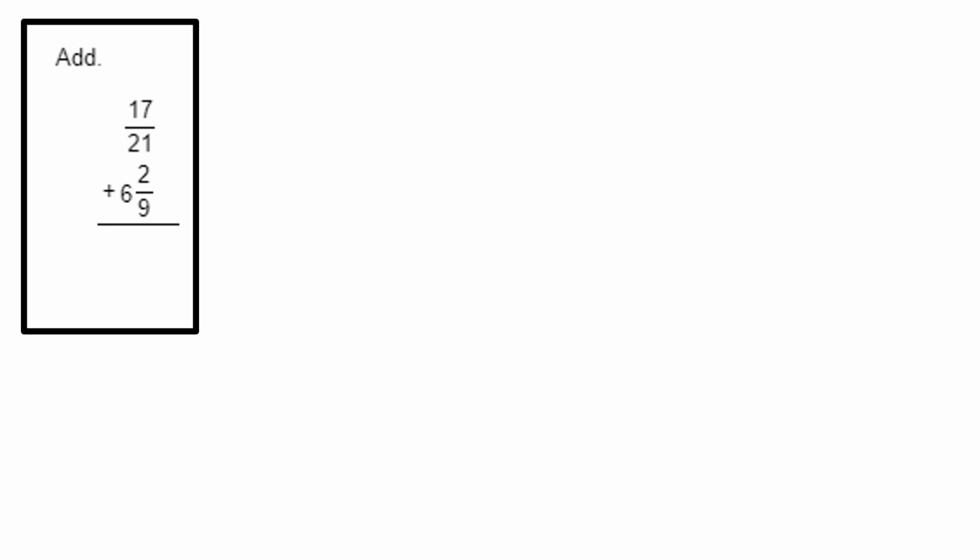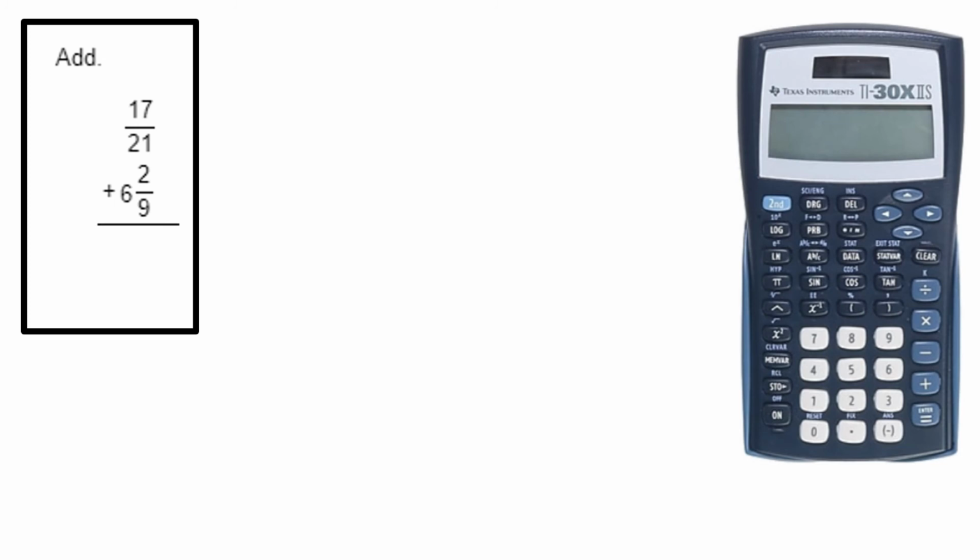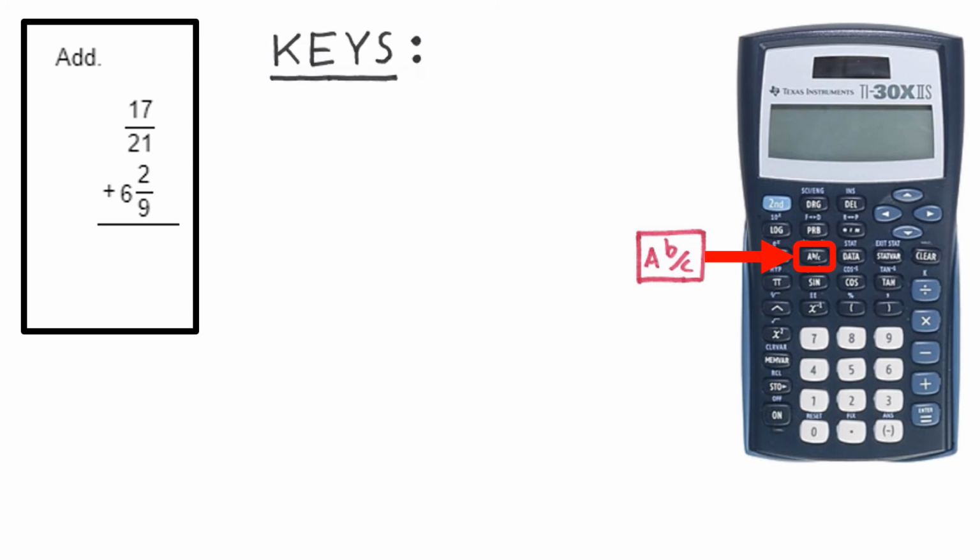Add 17 over 21 plus 6 and 2/9. We're going to do so using a calculator. Please note that the calculator displayed here is only a photograph, so the display on that calculator will not be following along as we do the problem. The fraction button looks like the mixed number a b over c. Let's go through the keystrokes necessary for this problem.